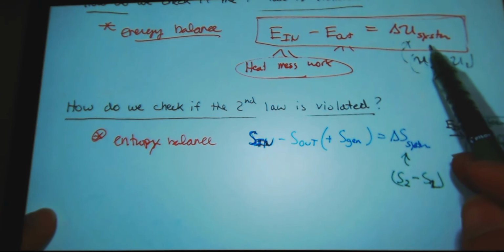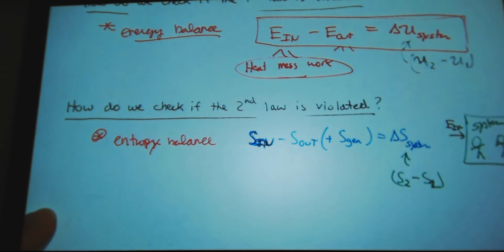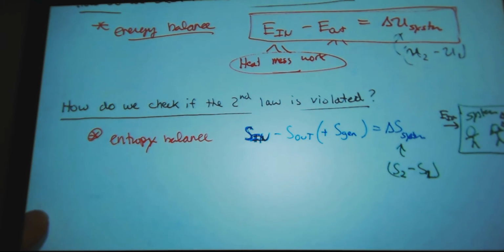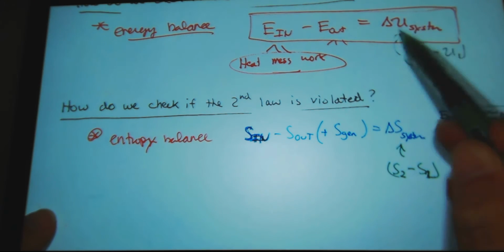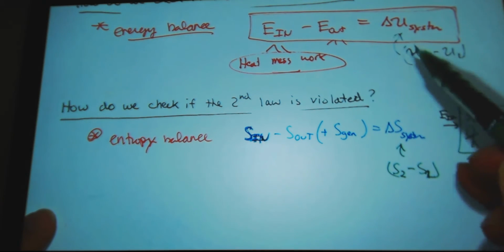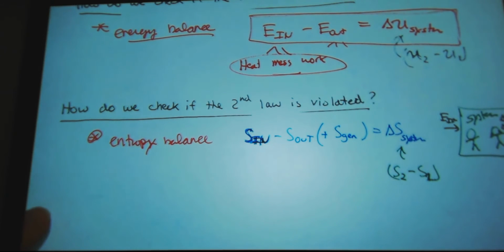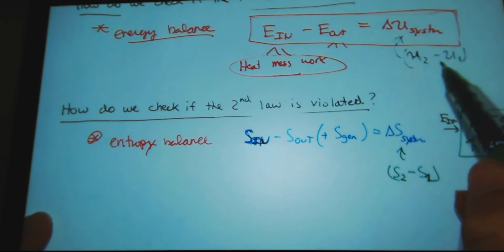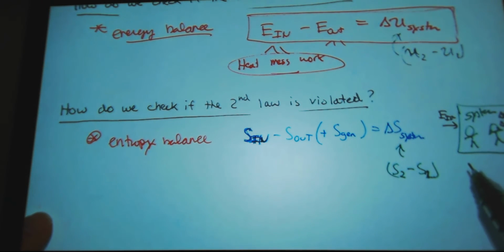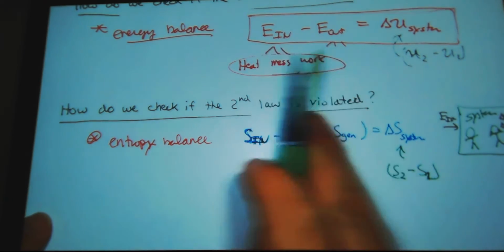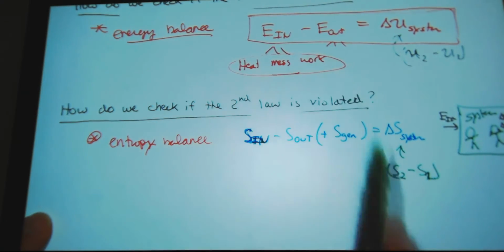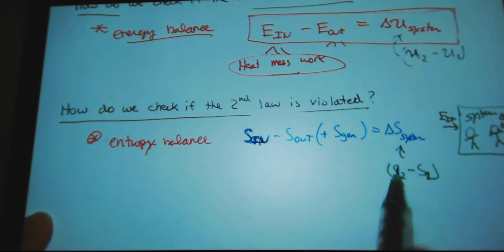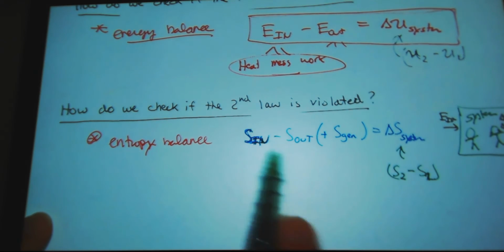Likewise, if I have a system that goes through a cycle, what is the change in entropy of the system after it goes through one cycle? 0, or energy, because state 2 is state 1 after a cycle. You go through a cycle. So if you go through a cycle, that means you have to have a balance between energy in and energy out. Now with entropy, this might be 0. You have to have a balance here.